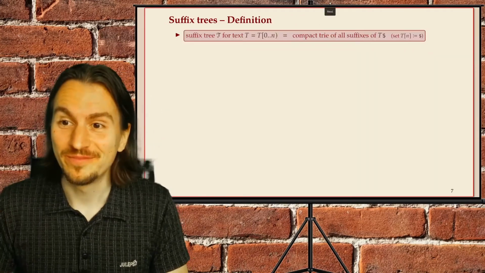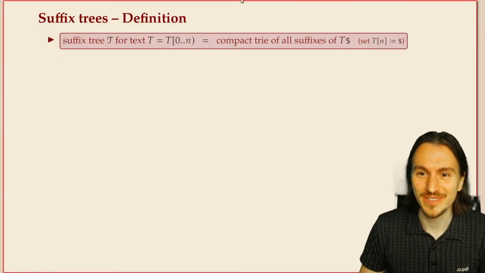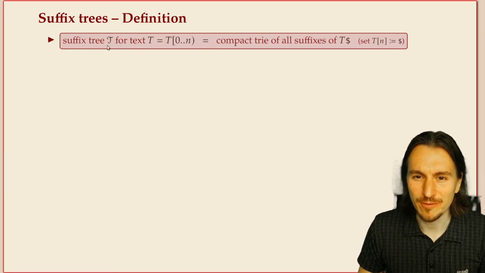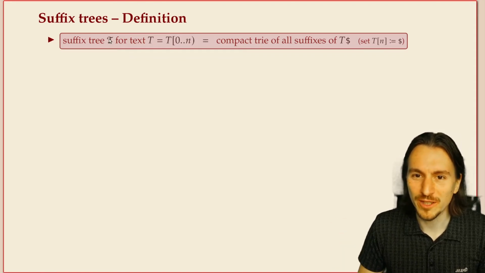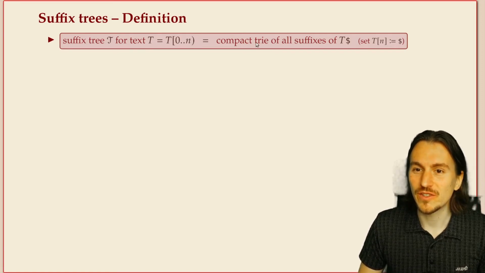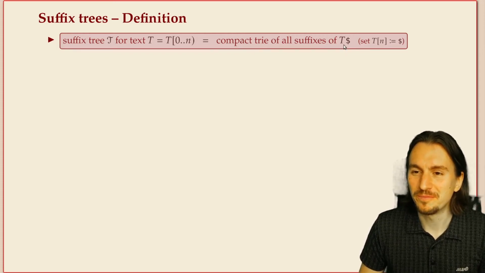And here it is. This is the definition of suffix trees. It's not very complicated if you read it like this. A suffix tree, I use this calligraphic T to denote the tree, just to make it distinguishable from the text, the normal T. The suffix tree for a text is the compact trie of all the suffixes of T.